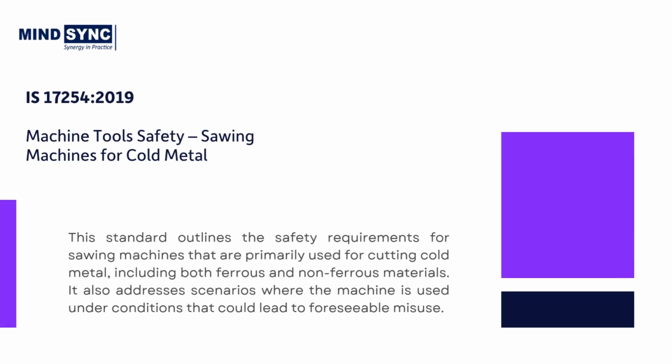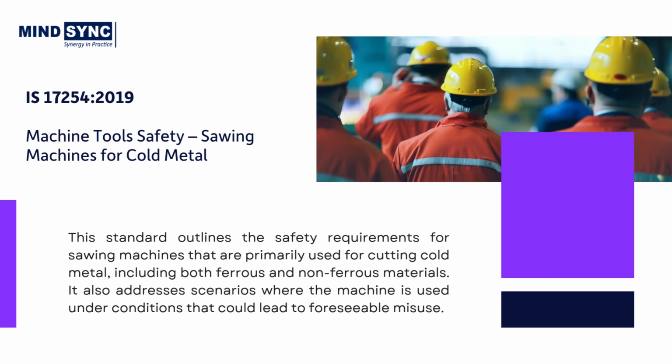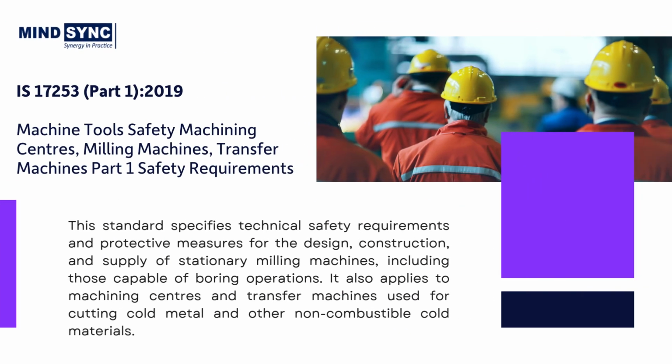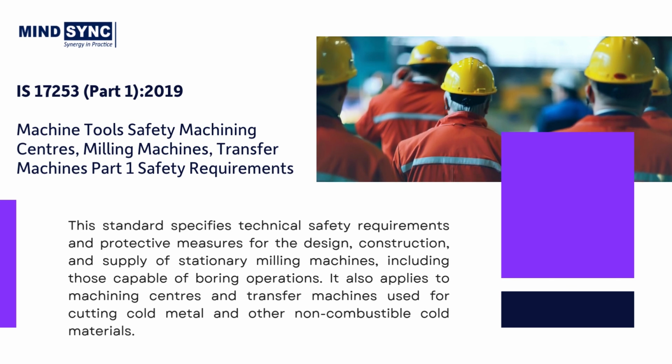Machine Tools Safety, Sawing Machines for Cold Metal. This standard outlines the safety requirements for sawing machines that are primarily used for cutting cold metal, including both ferrous and non-ferrous materials. It also addresses scenarios where the machine is used under conditions that could lead to foreseeable misuse. The standard ensures that manufacturers implement protective measures to prevent hazardous situations, making the machines safer for industrial use.